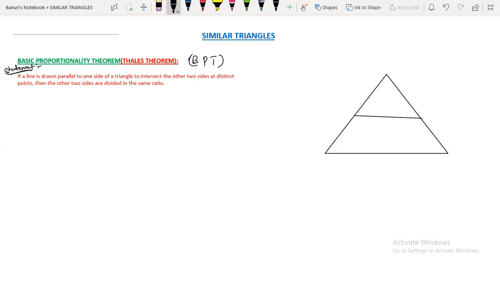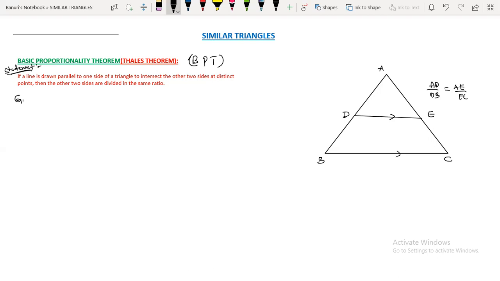So let's try to understand this theorem diagrammatically. Let's think this is our triangle ABC. In this triangle ABC, I'm drawing a line DE which is parallel to BC. This symbol indicates DE parallel to BC. Then we have to show that AD by DB is equal to AE by EC. So it divides the other two sides in the same ratio. This is what we have to prove.